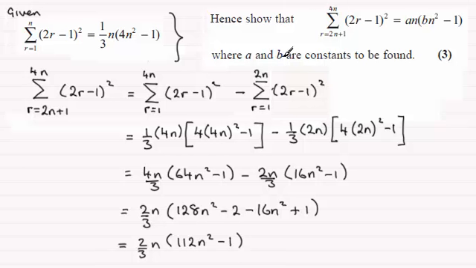So it says where a and b are constants to be found. So I would just put here then that it would follow that a would be equal to 2/3 and b would be equal to 112. Okay?